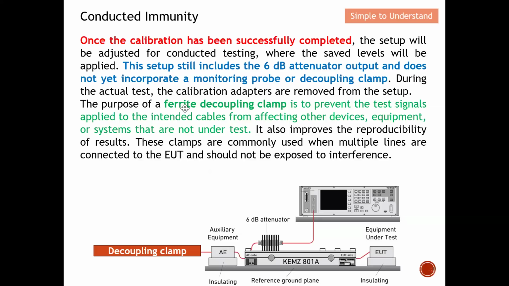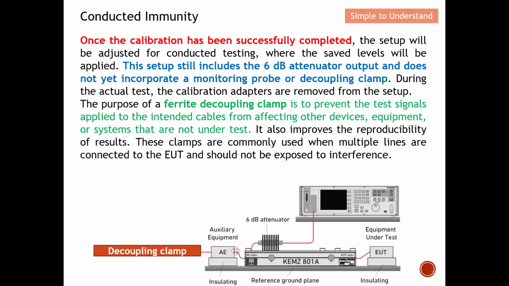Okay, so the purpose of the ferrite decoupling clamp is to prevent the test signal applied to the intended cable from affecting other devices, equipment or systems that are actually not under test. So in short, we couple the noise onto the cable, for example in this case. Okay, so there are two possibilities. The EM wave will definitely travel to the EUT. However, we cannot stop any EM wave from traveling towards the auxiliary equipment. Okay, so basically we want to ensure this.